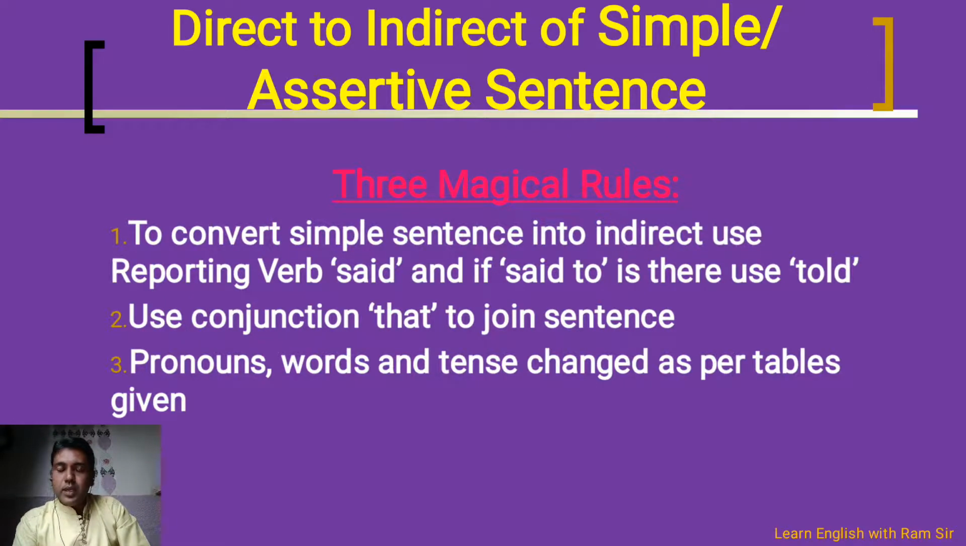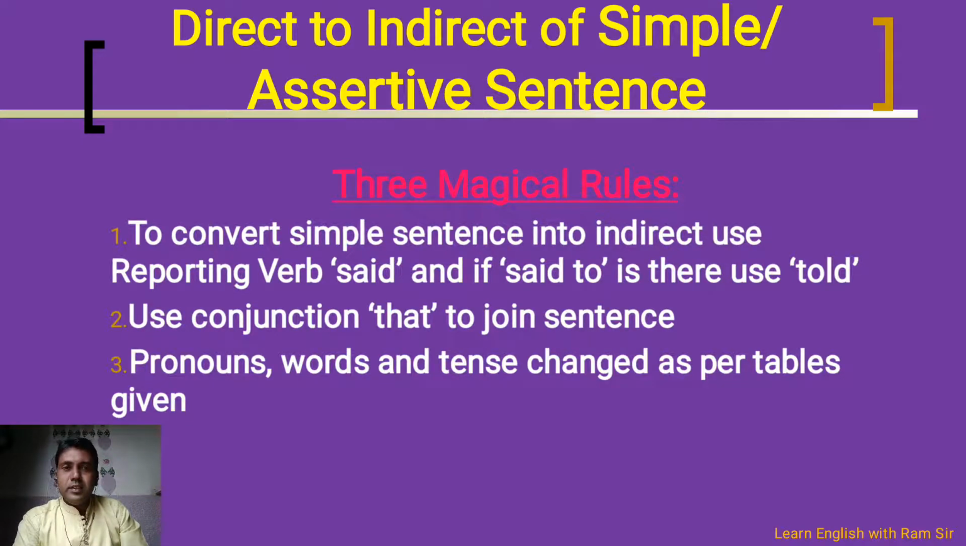The next or the last rule is what? Pronouns, words, and the tense of the particular statement. These changes already we have discussed some times ago, right? And of course, you have to remember all the changes carefully. So these are the three magical rules you have to keep in your mind whenever you are solving direct and indirect speech. So let's take one example here.